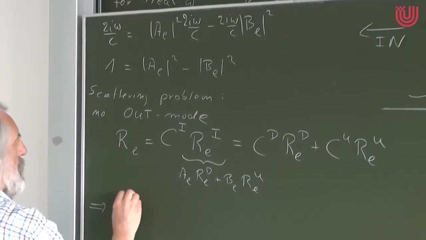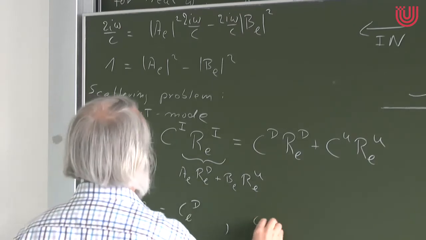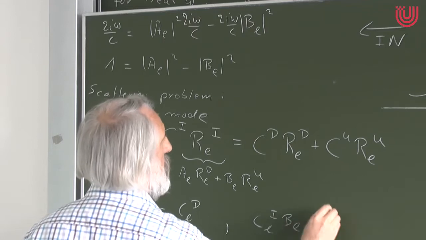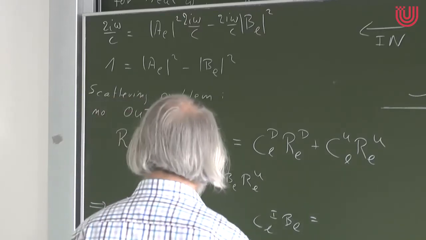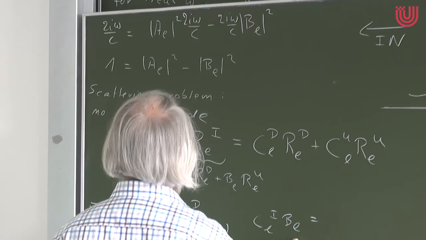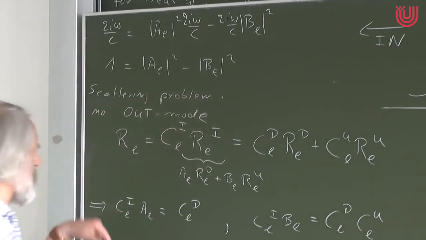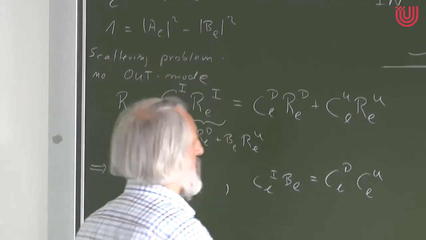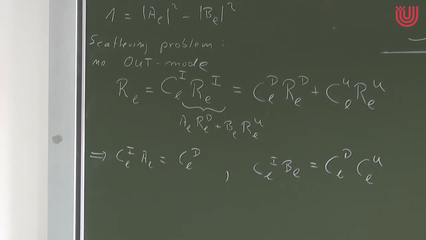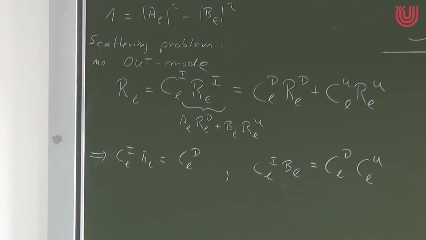So this means that CLI AL is CLD, and CLI BL is CLU. They should always have an index L, and in addition, one should also write an index omega. Yes, it depends also on omega, of course. This is quite essential, actually. But I think we have enough indices. Okay. And this is almost enough in order to derive the result I want to derive.